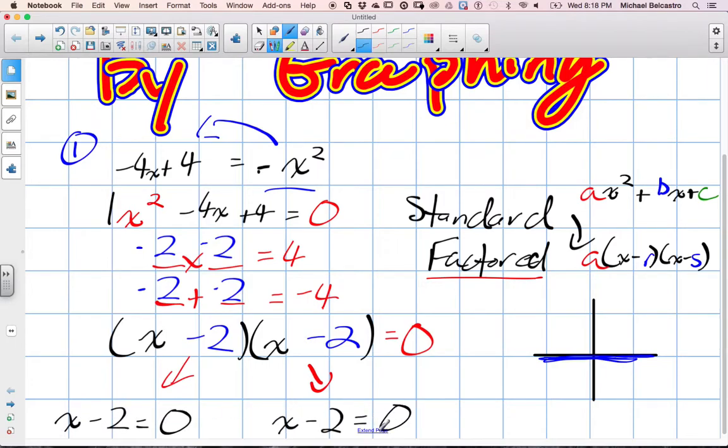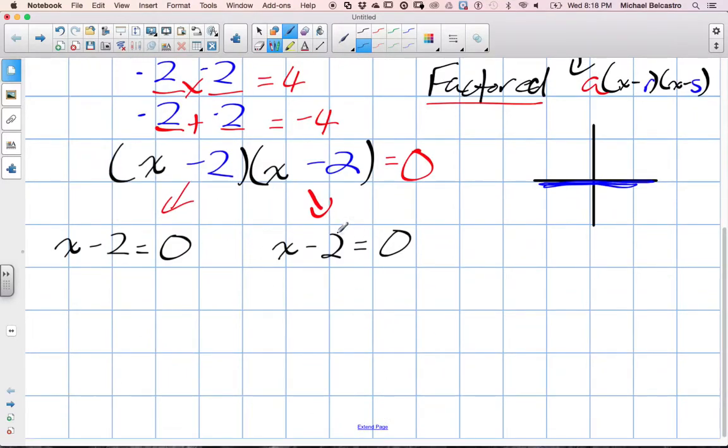It just so happens in this case that both are going to give you the same answer. When we solve for x, we bring the 2 over, and you're going to get x is equal to positive 2. And then you're going to get that again. So it looks like it's the exact same value. In this case, there's actually only one x-intercept. It's at the number 2.